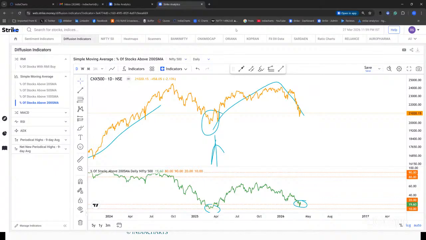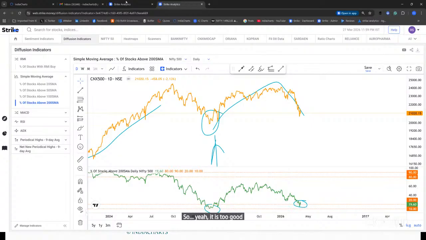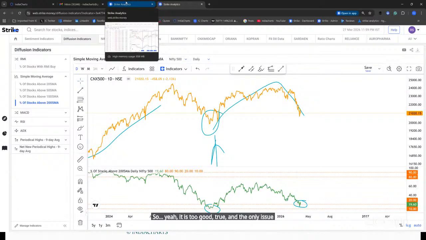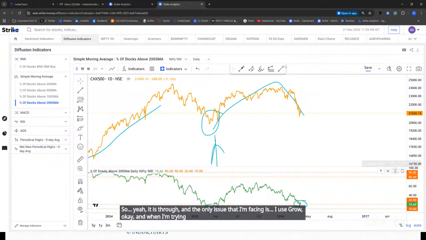Hello, Rohit sir. About the Nifty options strategy you mentioned even in the last webinar, it is too good to be true. The only issue I'm facing is that I use Groww, and when I try the monthly options, it says there is a liquidity risk in that option. So how should I go about that?